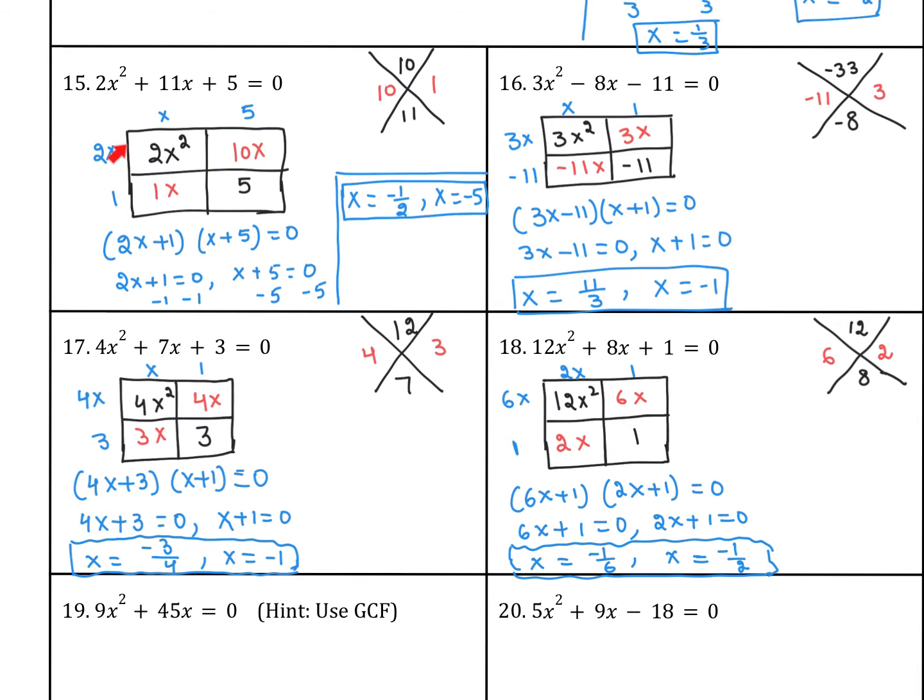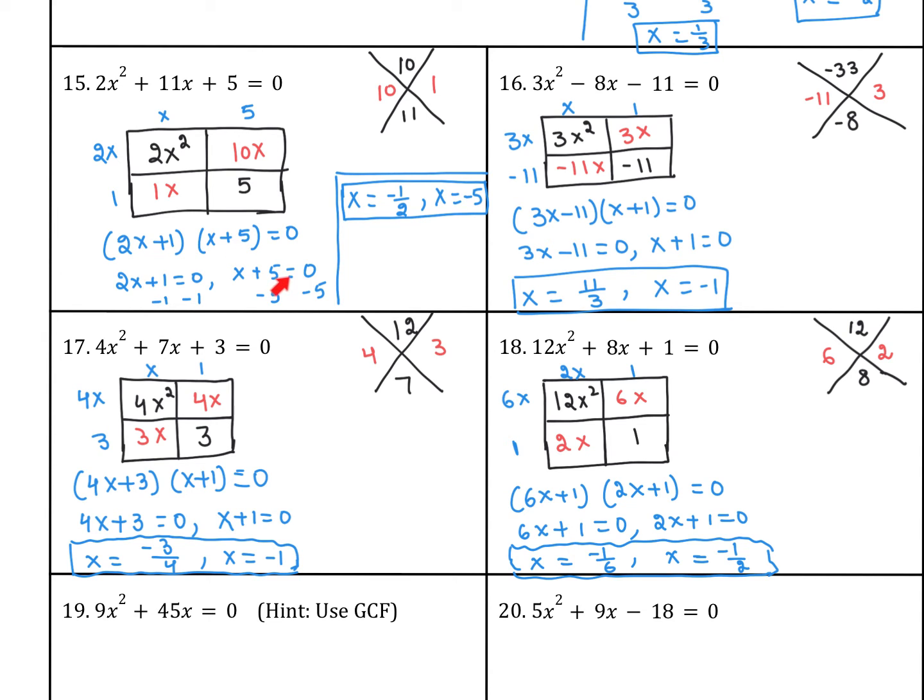Once you find the GCF from the first row, you're going to find what to multiply here to get 2x squared. You find that 2x times x is 2x squared, so you need x here. 2x times 5 is 10x, so you need 5 here. And here you're going to get 1, because 1 times x is x, and 1 times 5 is 5. So the two factors are 2x plus 1 and x plus 5.